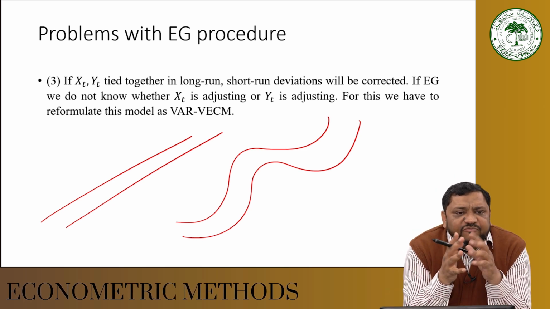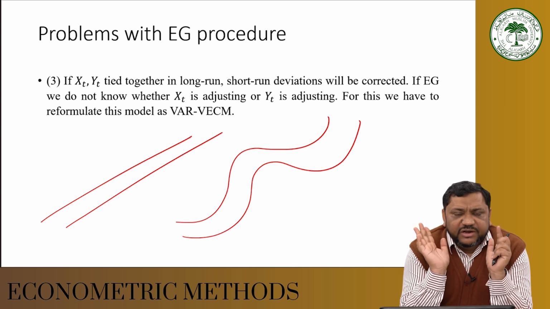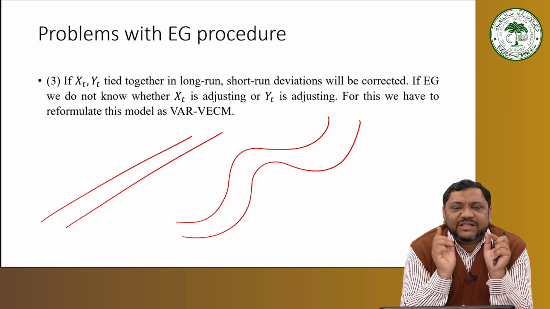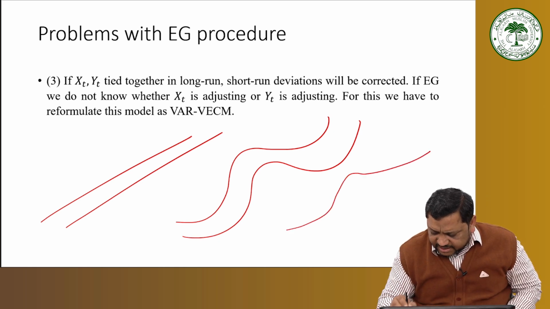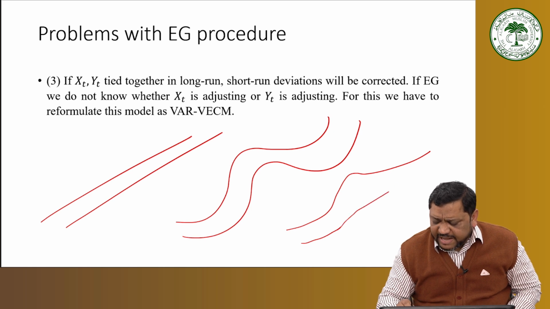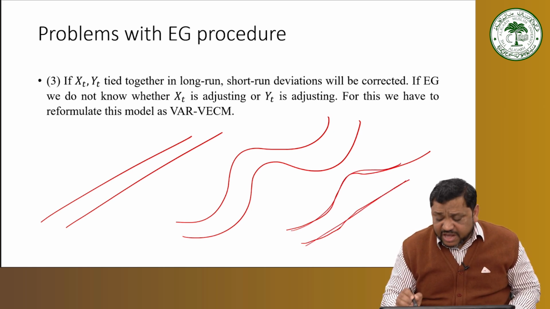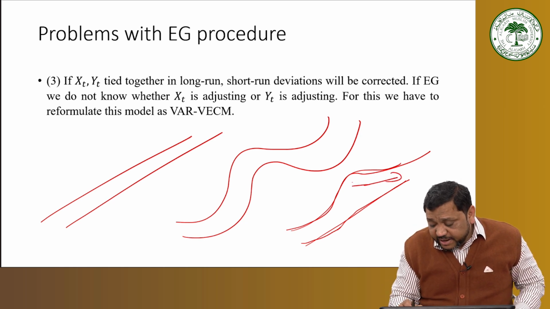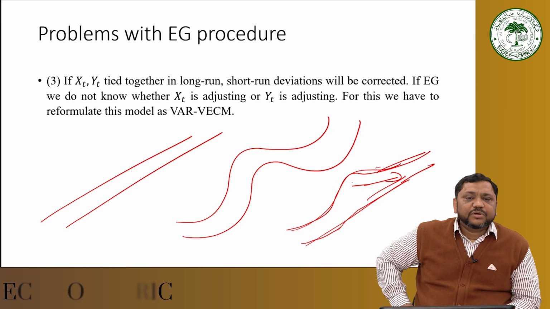So if xt and yt are together in the long run, in the short run there will be some short run deviations, but these short run deviations will correct themselves. Means you are going, then you have deviated, and then you come back. The other series also, suppose it is going like this. It can be the case that one series has gone like this and the other is straight. But what is the good thing? At this point the series is coming back to the same type of relationship.